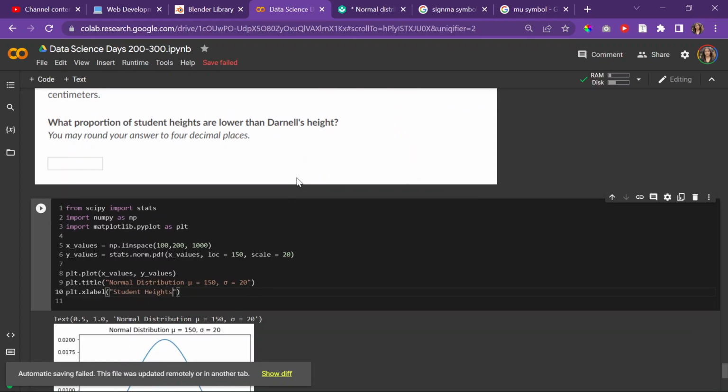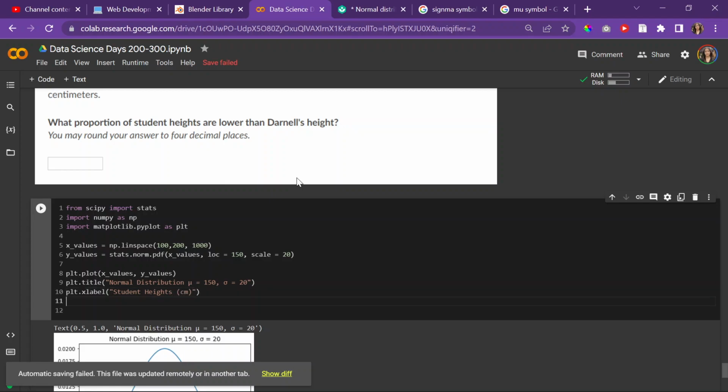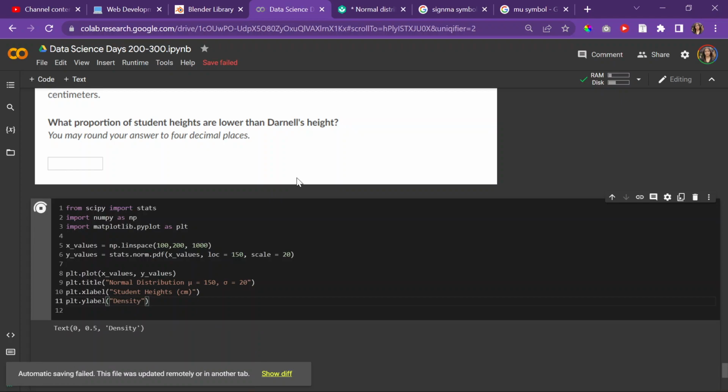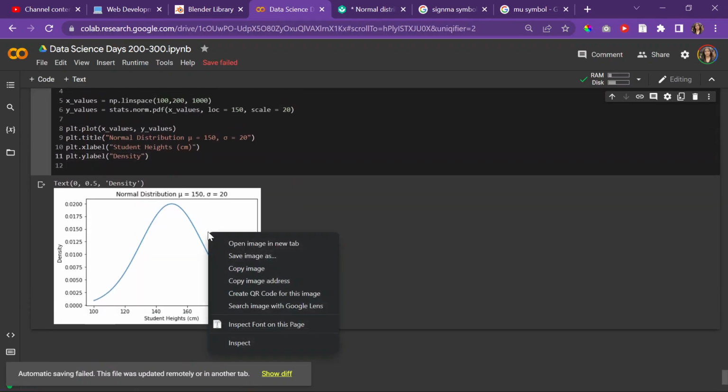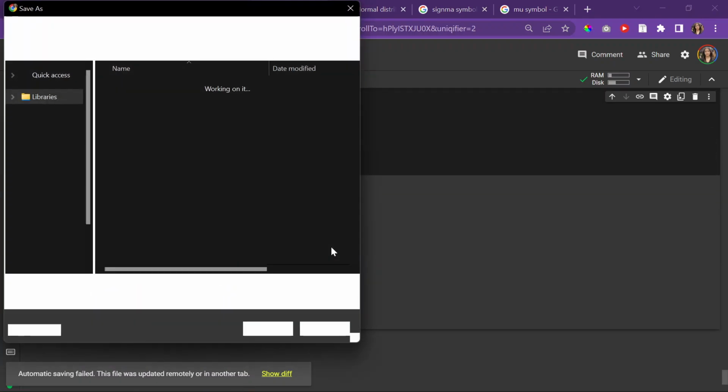heights in centimeters. And then plt.ylabel is basically the density, right? But that's not what we're going to get to at this point. So basically this is our graph. So let me save it and let me explain to you what we're trying to look at.